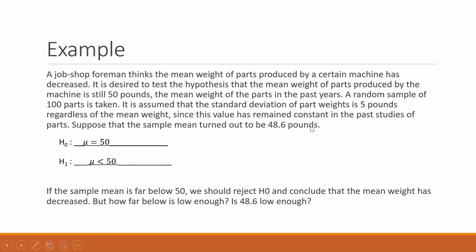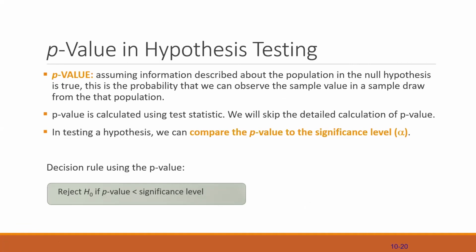It tells me how likely I can observe this. If it's unlikely, there's something wrong with the null hypothesis. Okay, there's something wrong with the machine. If it's likely, then no problem. That just means even though the population mean is 50, it is still quite likely that I got a sample mean as low as 48.6. It is fine. Right, so that's the p-value, okay?